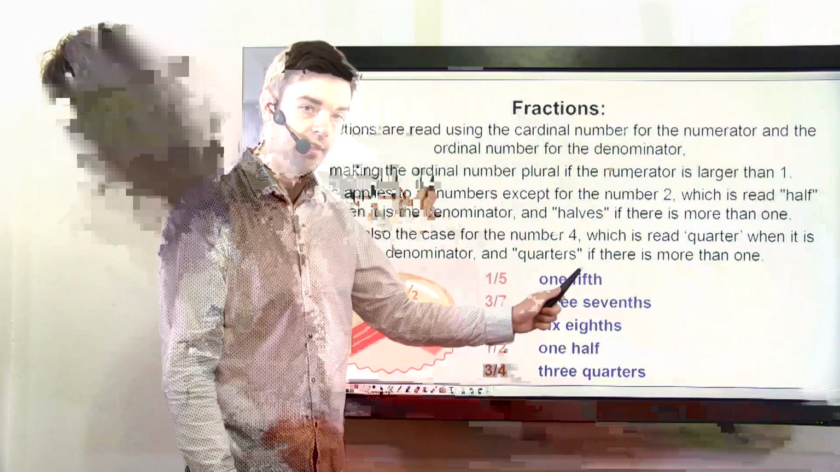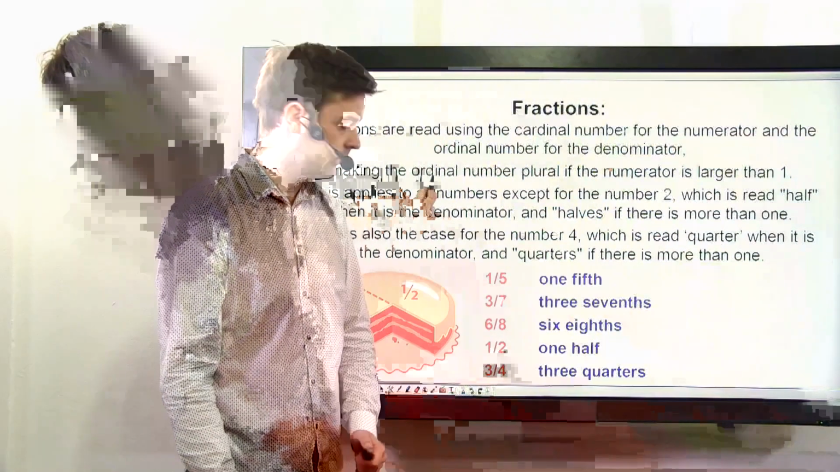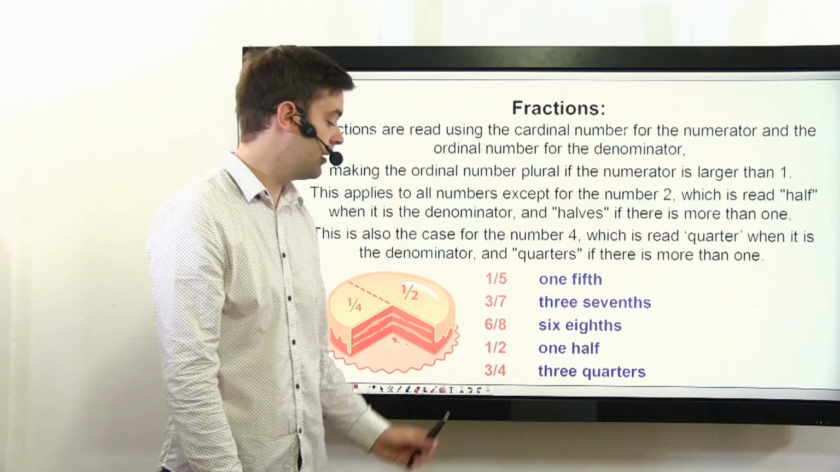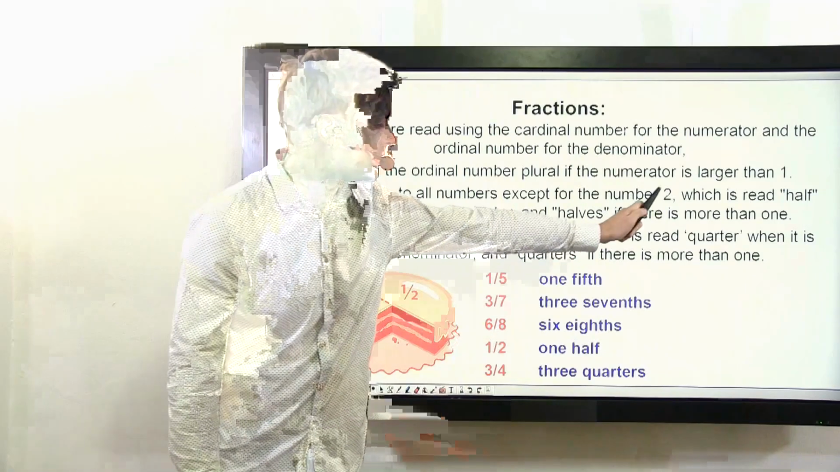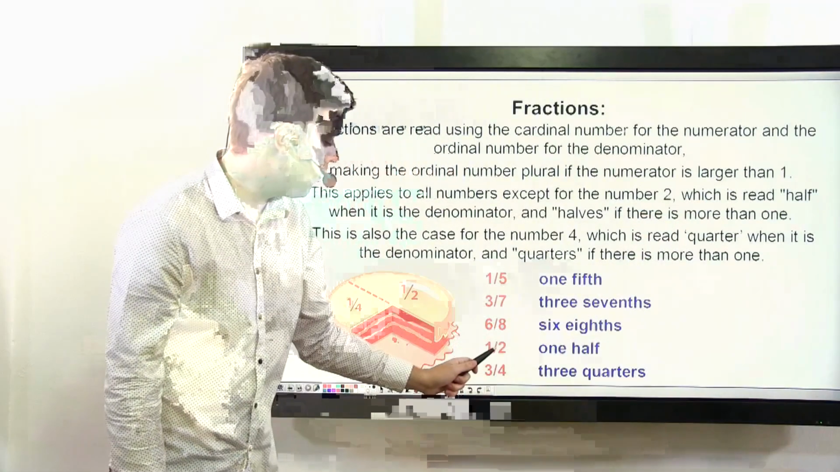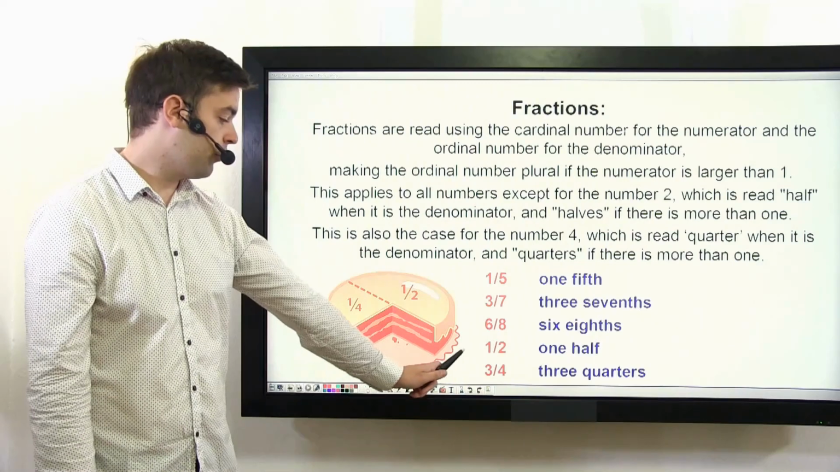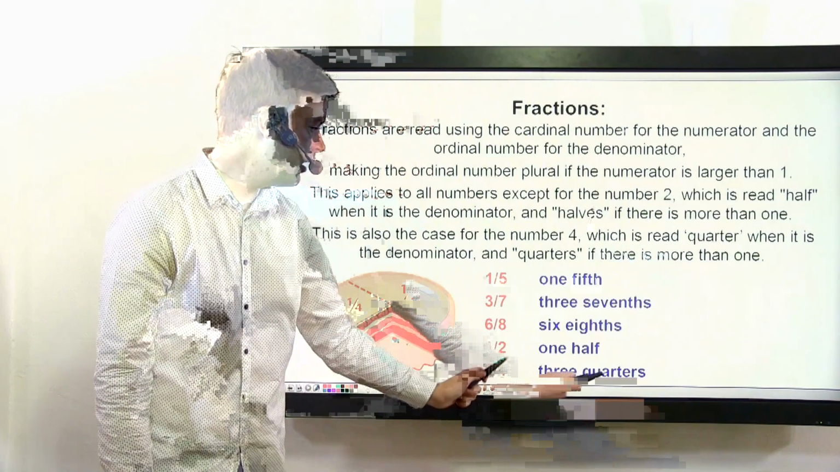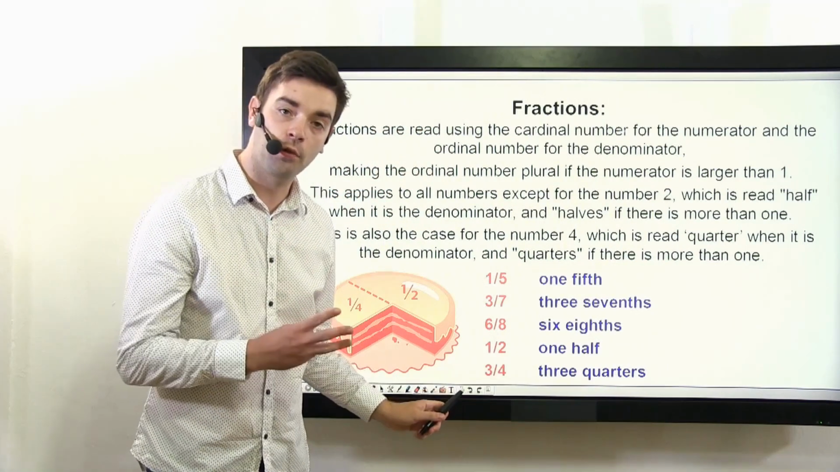We have 1/5. 1/5. Six eighths. Is half when it 3/4 is read as quarter when it's the denominator, and so there are 3/4.